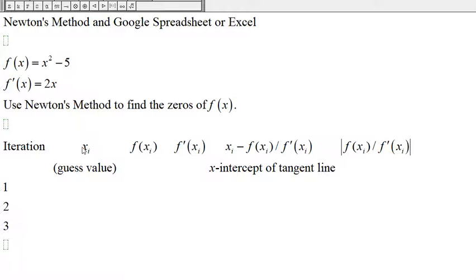Recall that to use Newton's method, we start with an initial guess, and then we calculate the y value corresponding to the initial guess. Then we evaluate the derivative at the initial guess. In an earlier video, we showed that this is the x-intercept of the new tangent line. Then we calculate the difference between the guess and the x-intercept of the new tangent line.